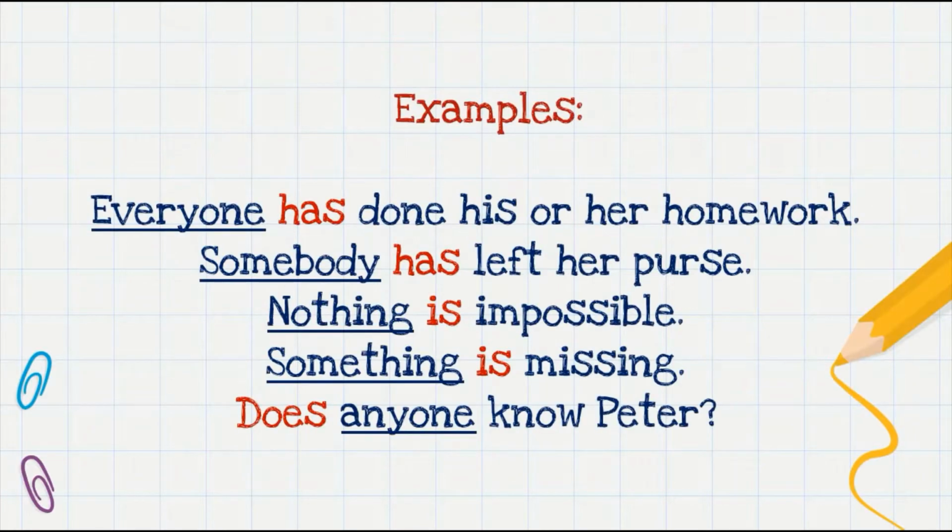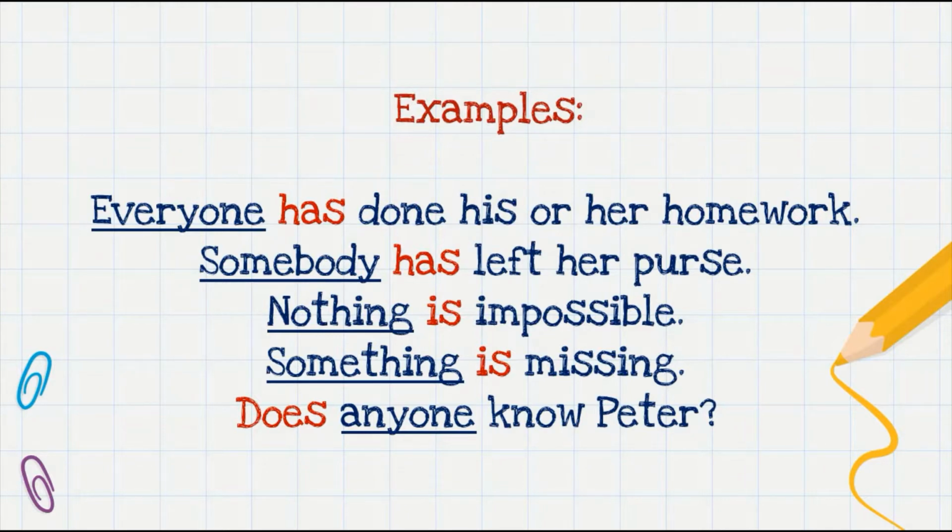So we would say everyone, singular subject, takes on a singular verb has. Everyone has done his or her homework. Somebody has left her purse. Nothing is impossible. Something is missing. Does anyone know Peter?